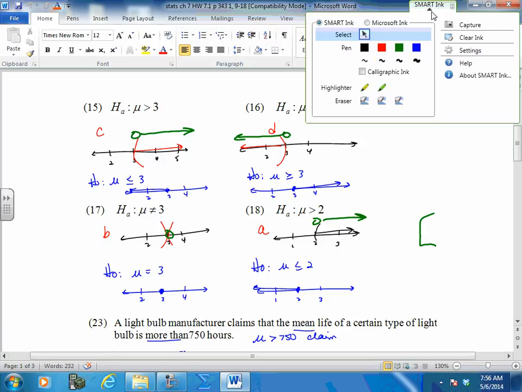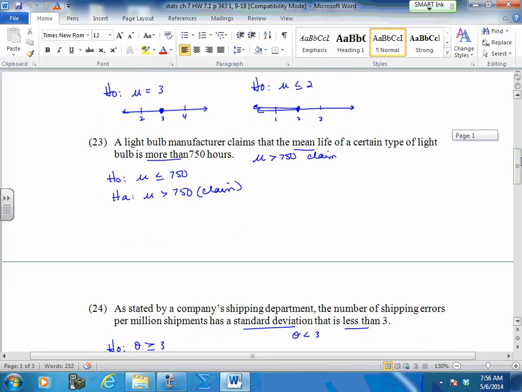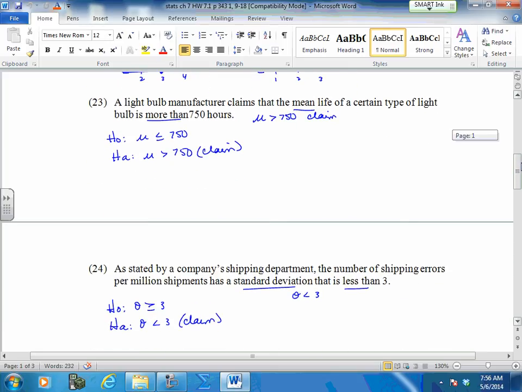And the last part, you had to make your statement from this. A light bulb manufacturer claims, here's his claim, that the mean, mu, of a certain type of light bulb is more than 750. There's his claim. Just write that out. If it's not an equal sign, it's an HA. And then write its complement. Claim can be either one.